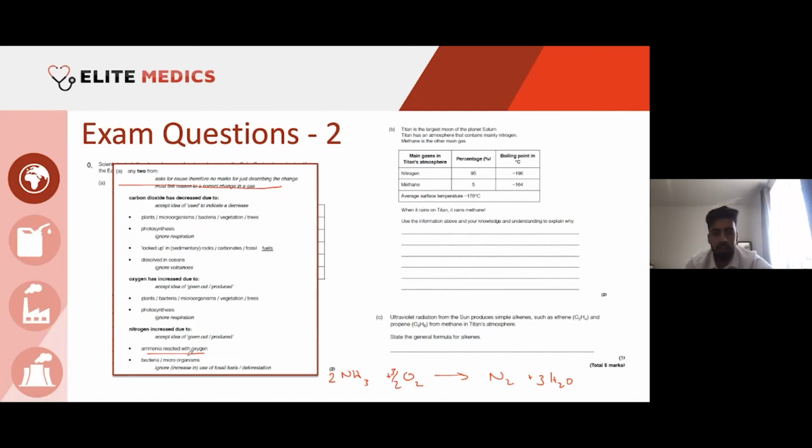And where did that ammonia come from? If you remember, the ammonia came from that atmosphere 2. When the volcanoes erupted, they released ammonia as well.